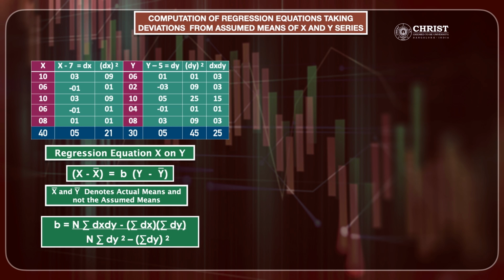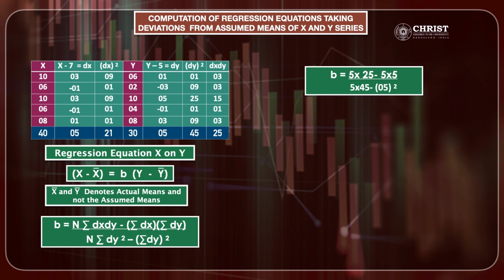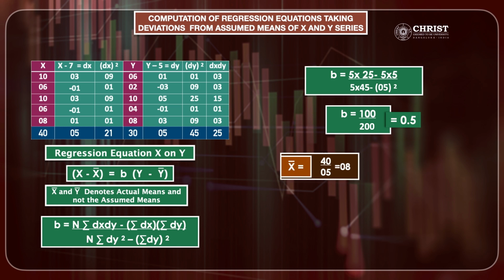So now you have to calculate b. B is equal to n sigma dx dy minus sigma dx into sigma dy divided by n sigma dy square minus sigma dy the whole square. Now substituting the values in the equation, we get b is equal to 5 into 25 minus 5 into 5 divided by 5 into 45 minus 5 square. B is equal to 100 divided by 200, that is equal to 0.5. Now you have to calculate actual mean of x and actual mean of y. So x bar is equal to 40 divided by 5, that is equal to 8, and y bar is 30 divided by 5, that is 6. Now you have to substitute the actual mean values in the equation.